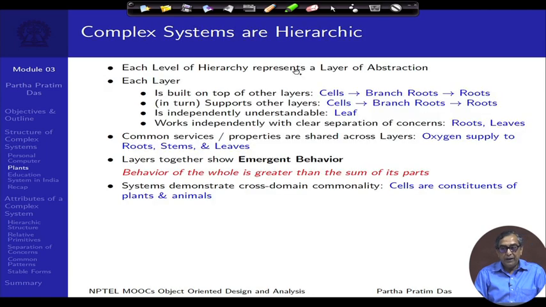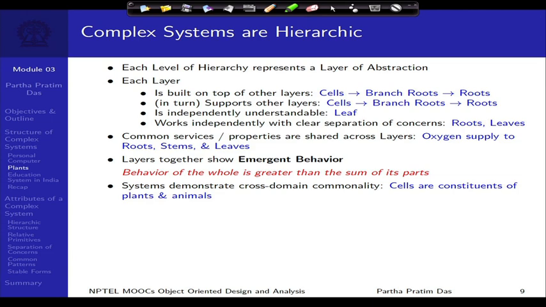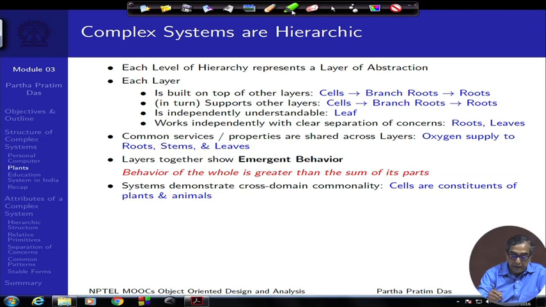Now, I take you back to the same characterization chart that I discussed in terms of the personal computer, the same set of points, but we just read these points now in the context of a plant system. Again, we have seen that it is hierarchic. It has different levels of abstraction, the plant being the highest level, then you have roots, stems and leaves, roots have branch roots and so on. So, each layer again is built on top of the other. You can see that cells form branch roots, which go into forming roots and so on.